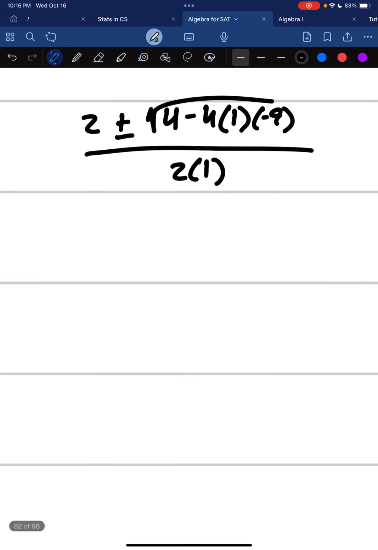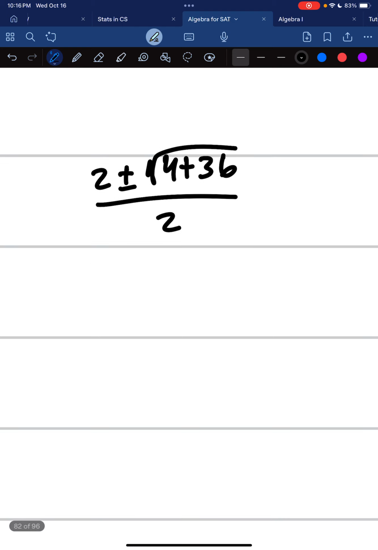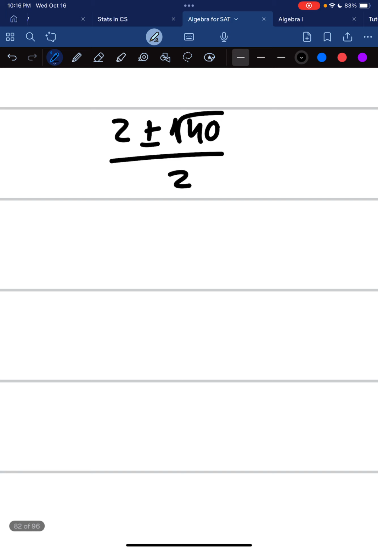And now if I solve this, I get 2 plus or minus the square root of 4 plus 36 over 2. 2 plus or minus square root of 40 over 2. Now, if I divide both of these by 2, I get 1 plus or minus square root 40 over 2.